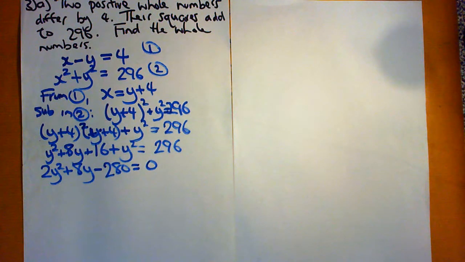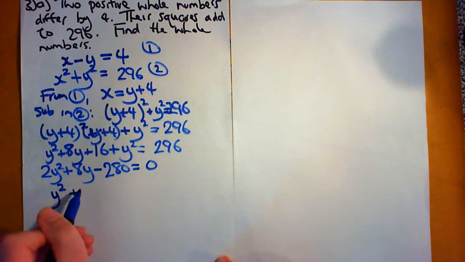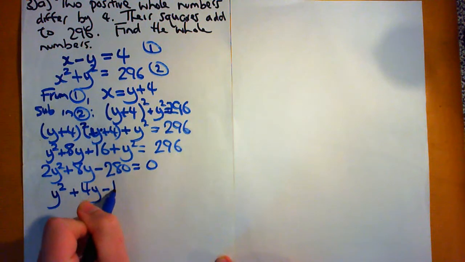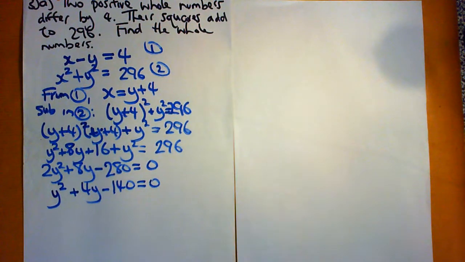Now we can divide through by 2. So we'll do that. If we divide that through by 2, we get y squared plus 4y minus 140 equals 0. We can solve that by either using the quadratic formula or by factorising. I'll factorise it. So we're looking for two numbers that add to positive 4, but they multiply to negative 140. So let's do our systematic thing.